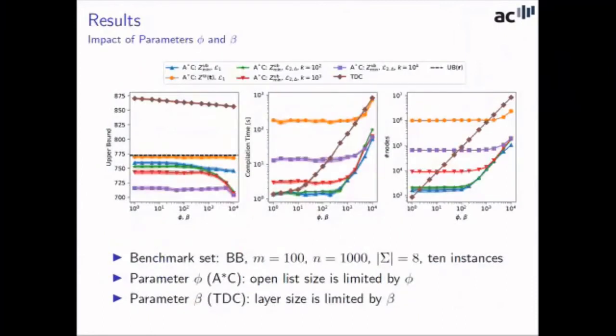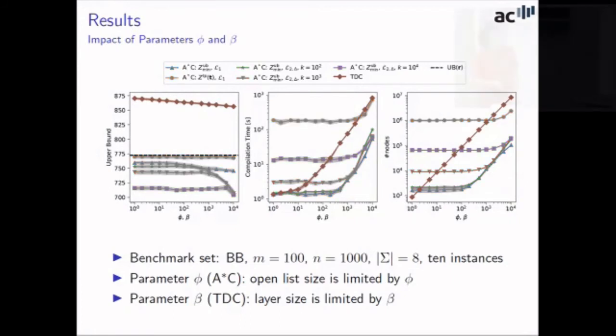So now the first results I want to show you here are average results of compiled relaxed decision diagrams with the star-based approach and the top-down based approach. We compiled them for different values of phi and beta. And the first diagram shows always the obtained upper bounds. The second diagram in the middle shows the corresponding compilation time. And the diagram on the right shows the number of nodes we created during the compilation process.